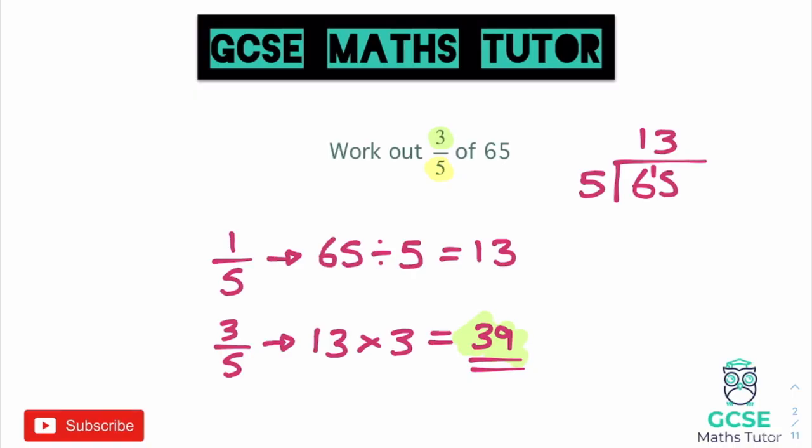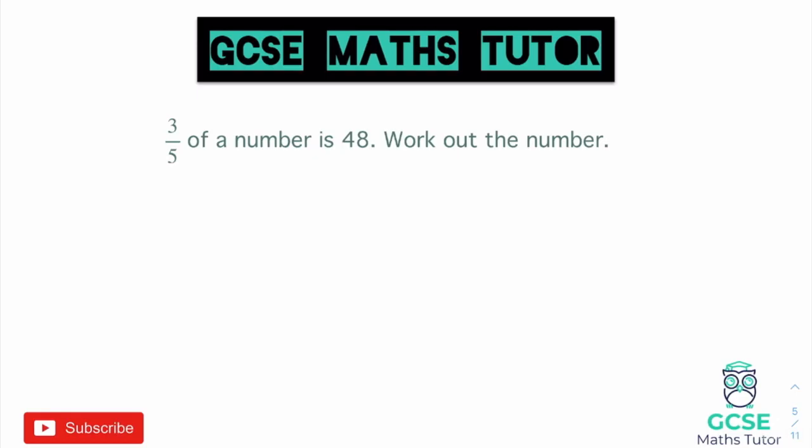So divide by the denominator and then multiply by the numerator. Okay, so this question says 3/5 of a number is 48, work out the number. So this really tends to confuse people when it does come up, because obviously when you see 3/5 of a number, a lot of people are going to think, okay, straight away divide by the bottom, times by the top. But this is actually in reverse.